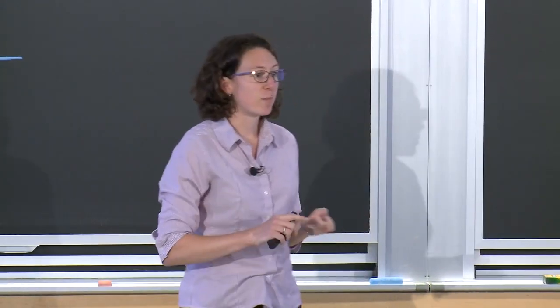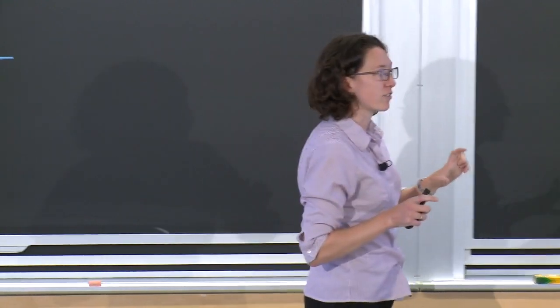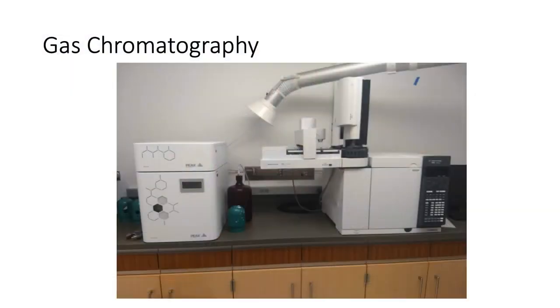So another way to determine the purity of your fractions that you've collected is through gas chromatography. And this is a picture of the GC instrument in the lab. And it's right next to the ICP-MS, so you may have seen it if you were in lab yesterday. And if not, you can take a peek and see it today. So this is the instrument itself.